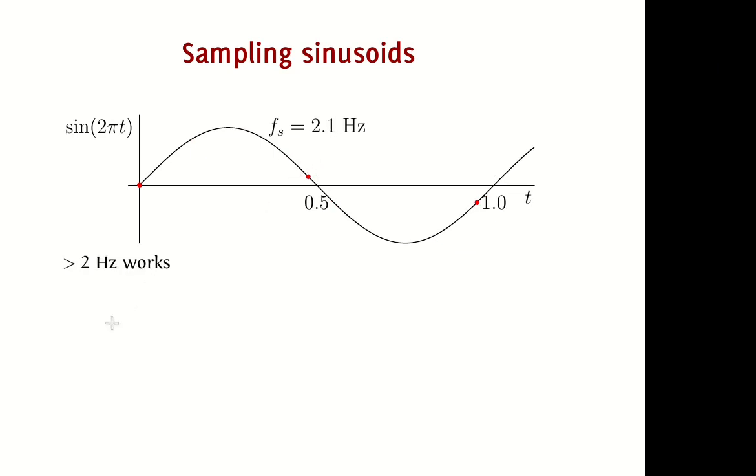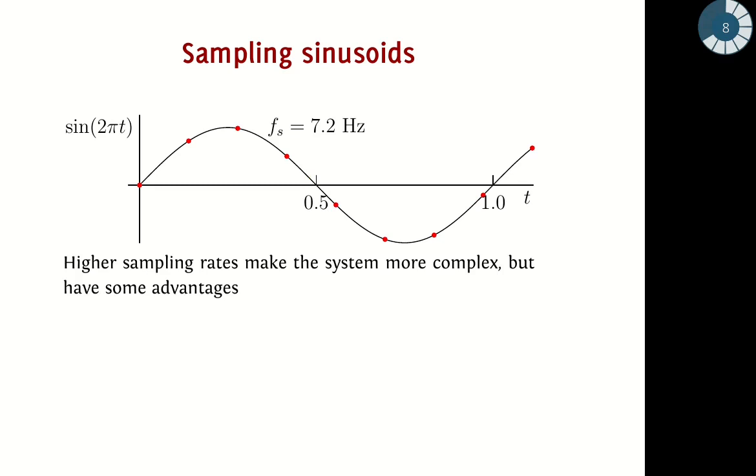So anything greater than 2 Hertz works. There are some advantages though of sampling at much more. For example, let's say we sample at 7.2 Hertz. You see that there are many more points and it's a denser situation of sampling.